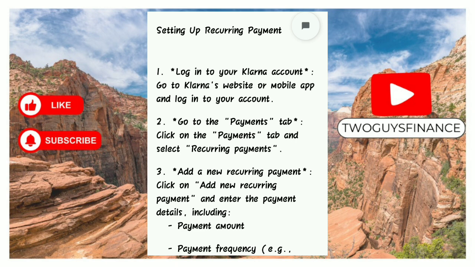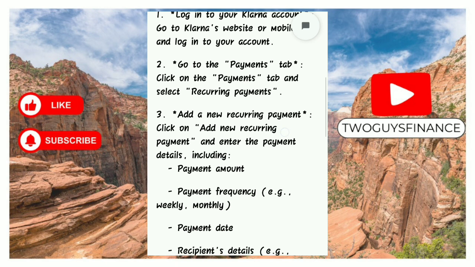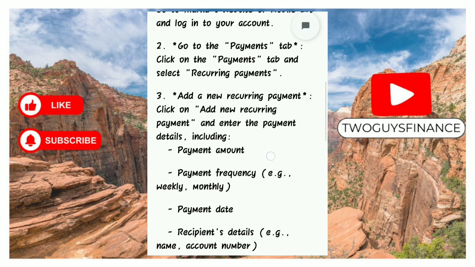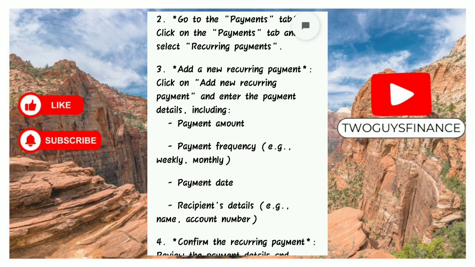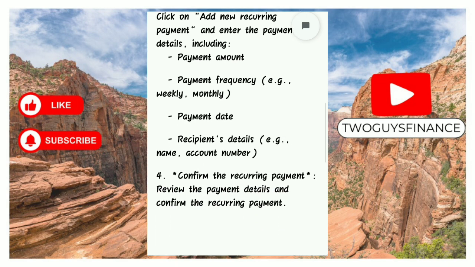So how you want to do this is to first log into your Klarna account through the website or the mobile app, and then go to the payments tab and select recurring payments. Now add a recurring payment by clicking on add new recurring payment, and then enter the payment details, including the payment amount, the payment frequency, the recipient's details, and of course the payment date. Now you can confirm this by reviewing the payment details and confirming the recurring payment plan.